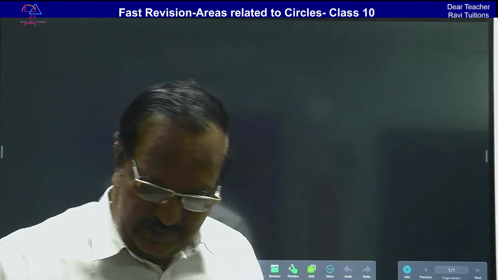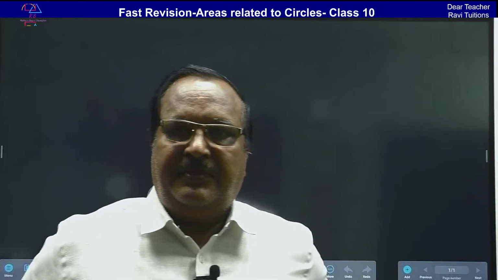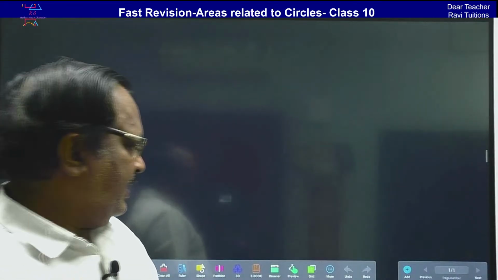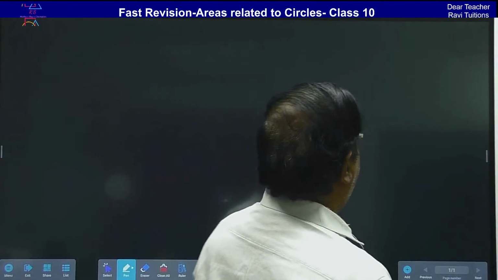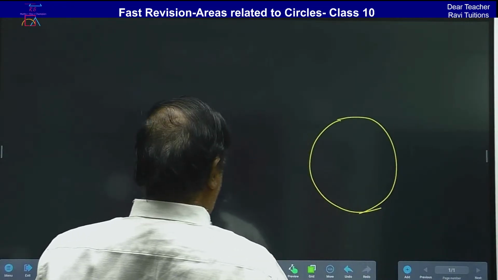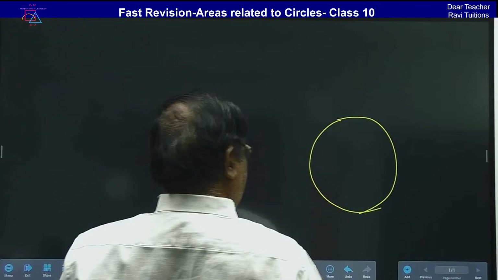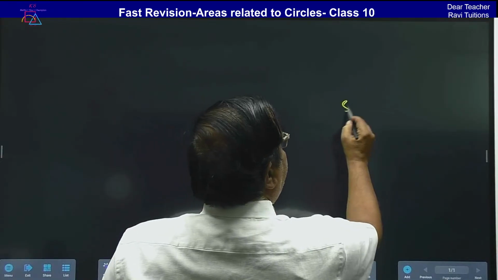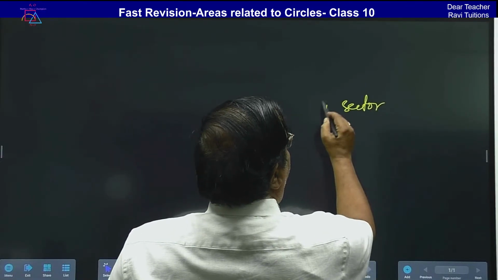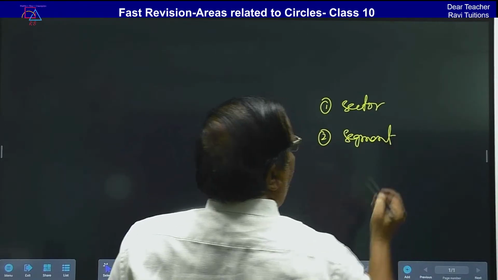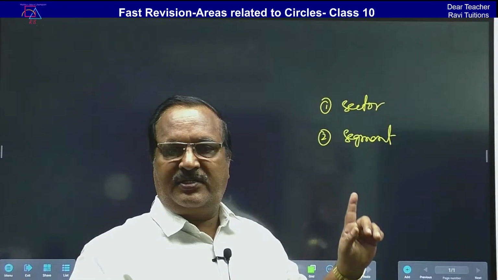In this I am directly going to give you the concepts. There is definitely a circle, and we are going to learn about the circle. Say for example, this is the circle. Now you have to learn about the sector and segment. Only these two things are there, sector and segment.